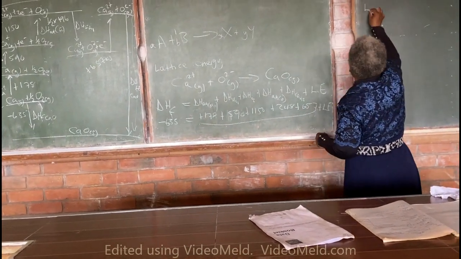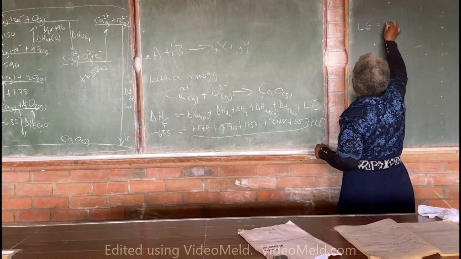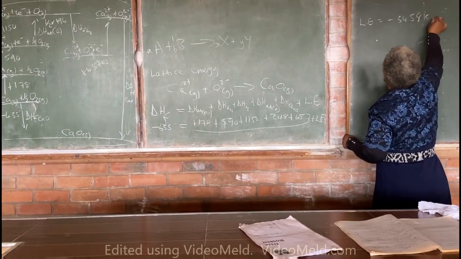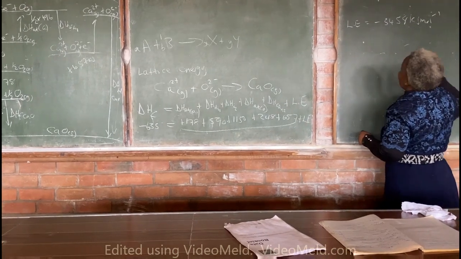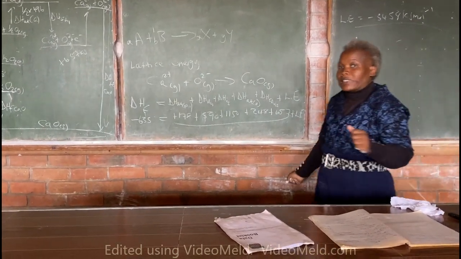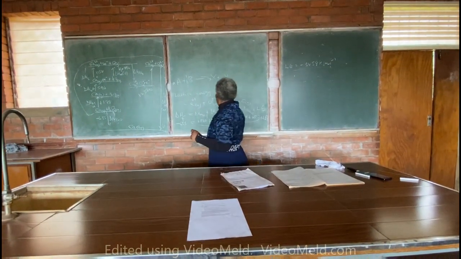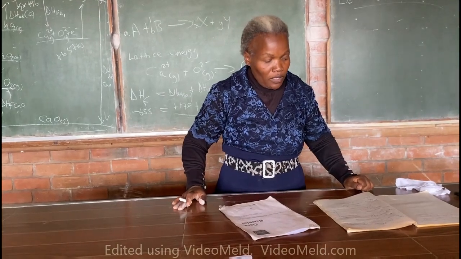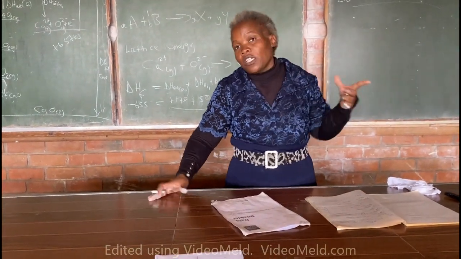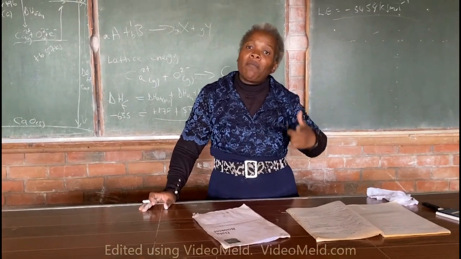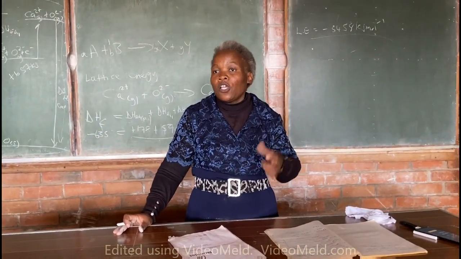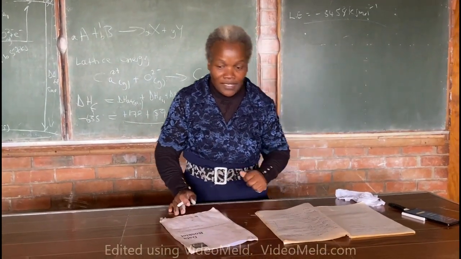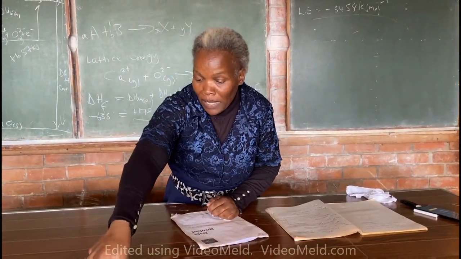So our lattice energy is going to be minus 3458 kilojoules per mole. That is the energy which is released when one mole of calcium oxide is formed from its ions. And that same amount of energy which is released when it is formed, basically is also the same amount of energy which will be required when you want to break the lattice. Okay, so that was the part.